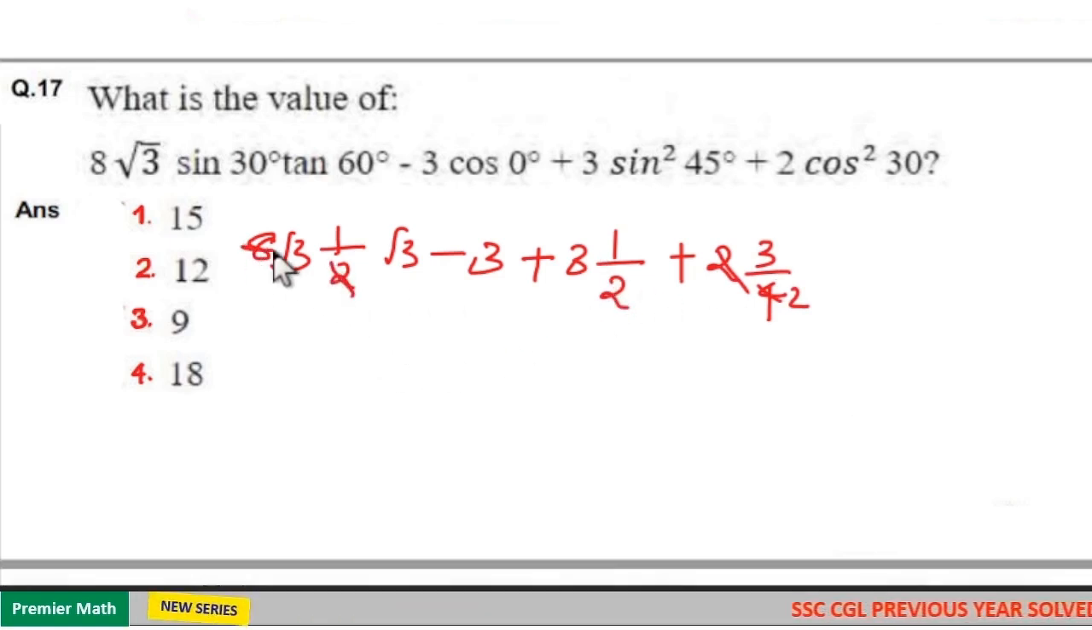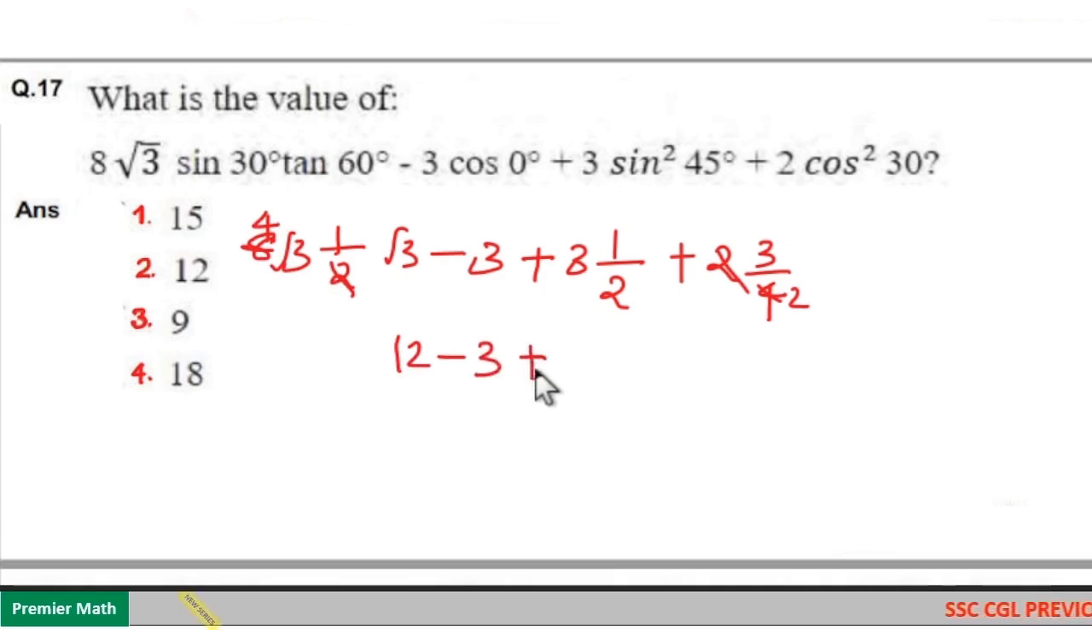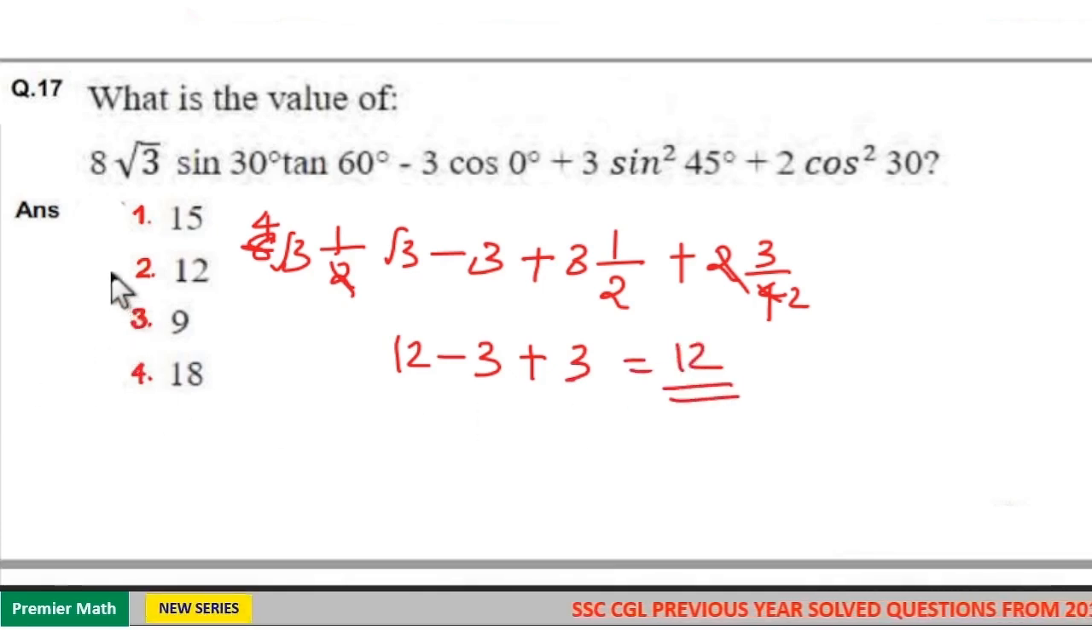Here 2 goes 4 times in 8. 4 into 3 is 12. 12 minus 3 plus here 3 by 2 plus 3 by 2 is equal to 3. So this is equal to 12. Option 2 is your answer.